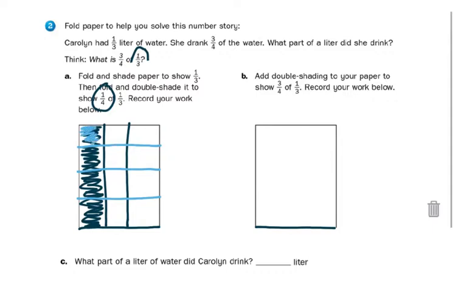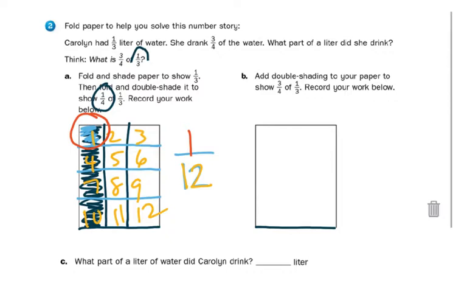Just 1 out of the 4 shaded. So my denominator tells me how many equal parts: 1, 2, 3, 4, 5, 6, 7, 8, 9, 10, 11, 12. 12ths. And how many have two different colors shaded? 1/12.